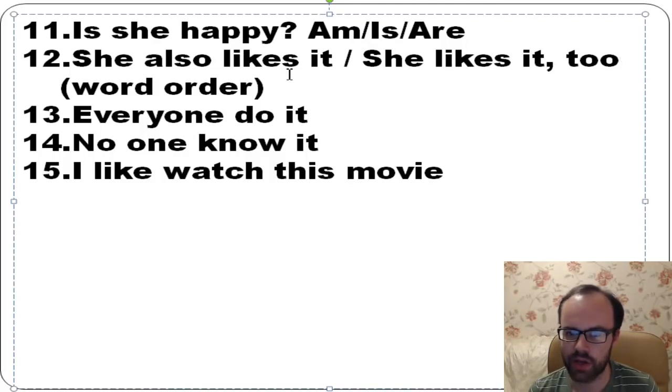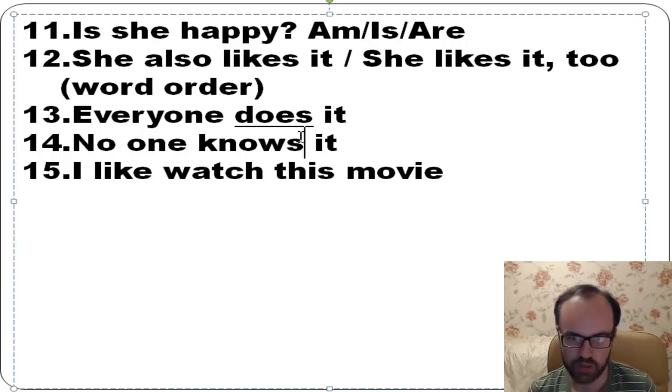Next. "Everyone do it." Okay or not okay? Everyone means he, she, it. Please remember, everyone, no one, somebody, nobody, it means he, she, it. So if it's he, she, it, we need to add s. "Everyone does it." Next. "No one know it." It's the same situation. No one means he, she, it in English. So don't forget to add s.